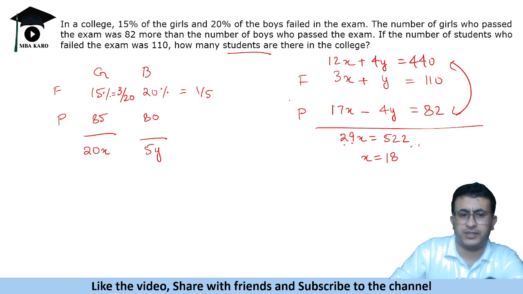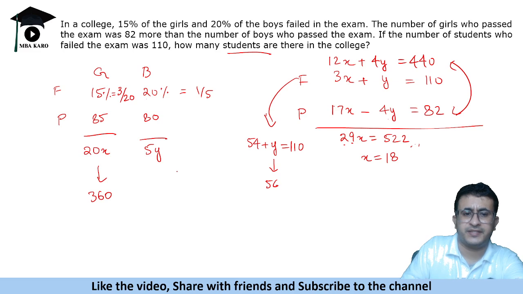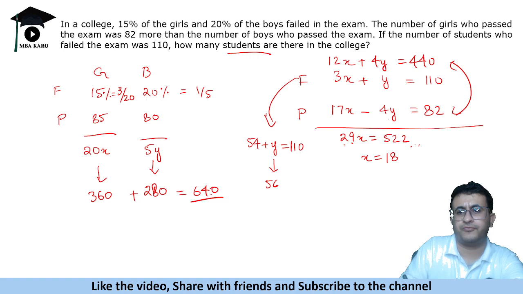Now अब हमें निकालना है number of students, ठीक है? कैसे निकालेंगे? Total girls कितनी है? 20x, that is 360. और y कहाँ रख देंगे, इस इक्वेशन में रखते हैं y, because that is the simplest equation. So 54 plus y is 110. So this gives us y as 56. This gives us 5y as 280. Okay, so when you add the number of students, you get 640.